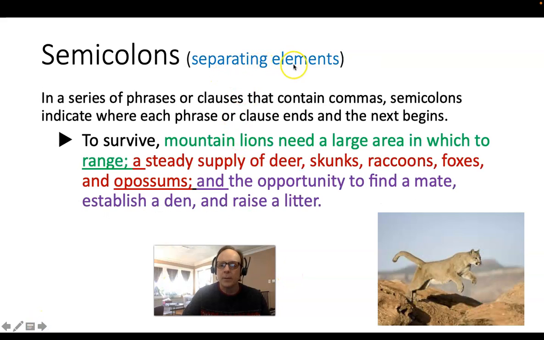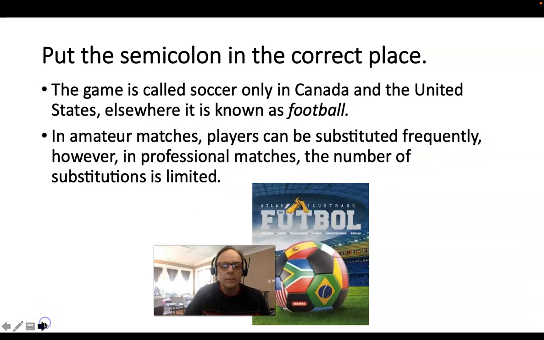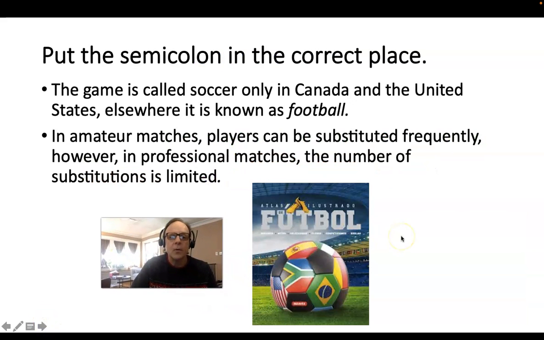You could also separate elements or different parts of a long sentence. For example, in this one, we're talking about mountain lions, and to survive, mountain lions need a large area. So we're talking about the area they need, their habitat, set off with a semicolon. They also need things to eat, a steady supply of deer, skunks. Notice each one of these is set off with commas, so these are almost like their own sentences, but they're clauses. And then they need a way to find a mate, establish a den, raise a litter, the family part of it, or having offspring. So we have these three different elements, doing very different things in the sentence, and set off with semicolons. All right, that was quick, but let's take a quiz.